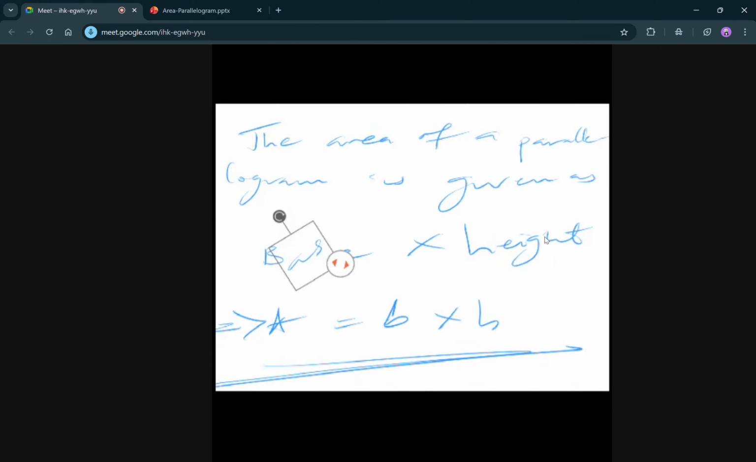The area of a parallelogram is given as base times height, right? Yes, base times height. Have you written that? Yes. So anytime you are being asked to find the area of a parallelogram, just know that it is base times height. All right. So it means that A equals B times H. That A there means area. B is base, H is height.